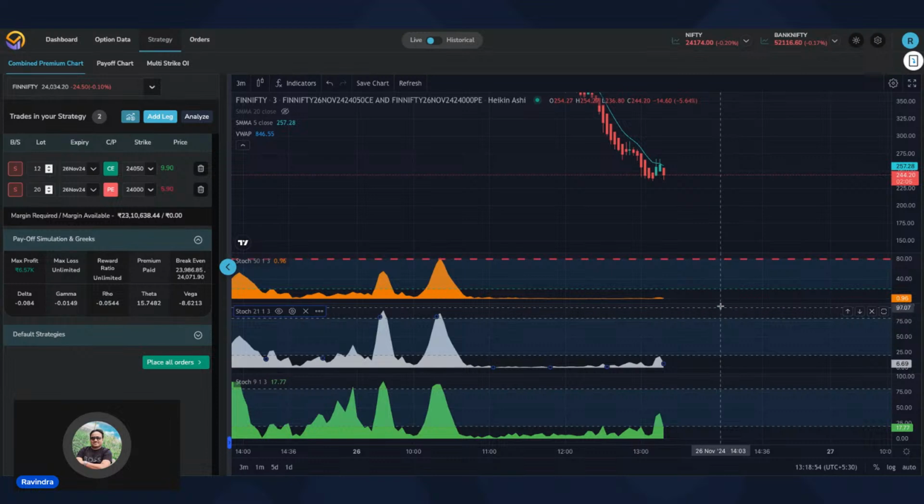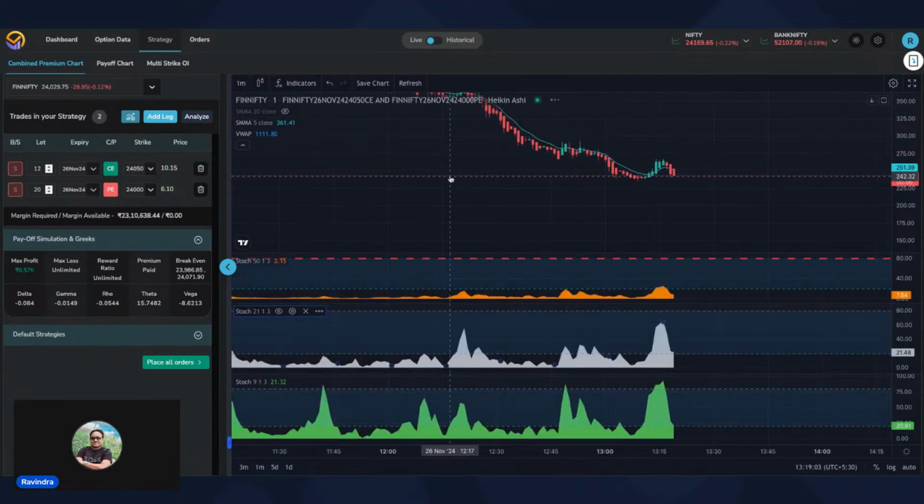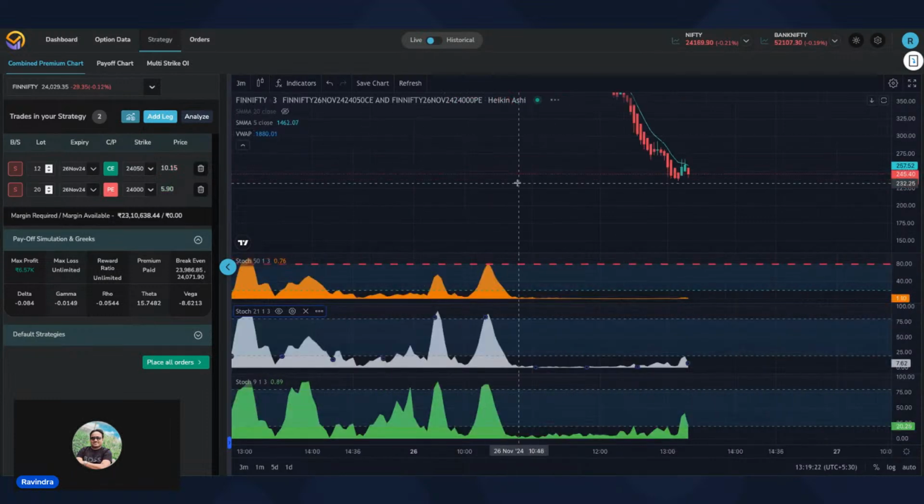So good thing is this entire thing is flat for now, except there are some moves here. And even if I go to 1 minute, yeah, there are some moves here, between 1 o'clock to 1:15, I think. Other than that, it's pretty much flat. So being a seller, this being flat is always good. It shouldn't really come back.